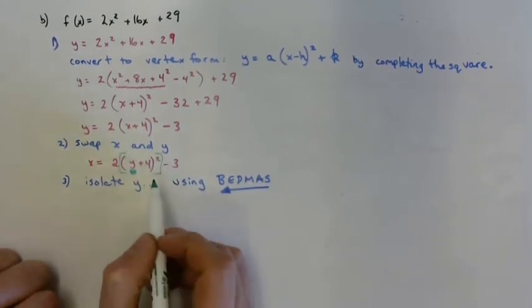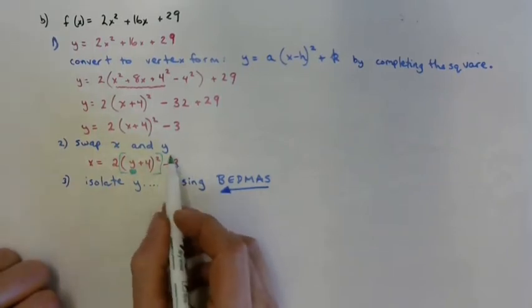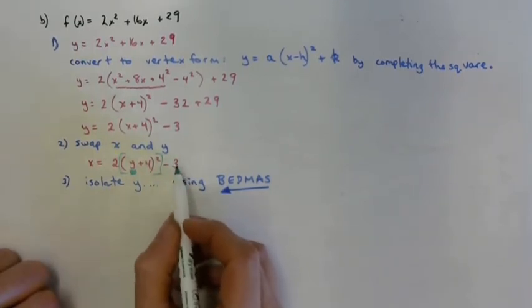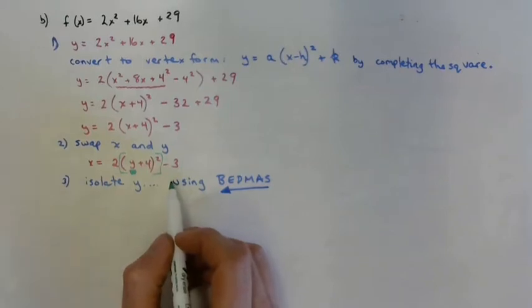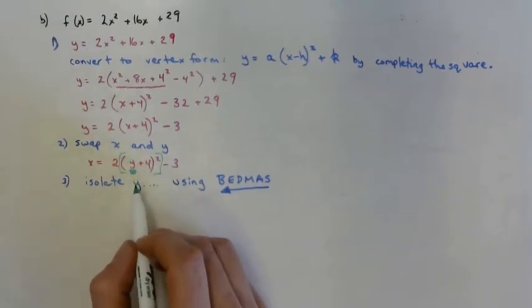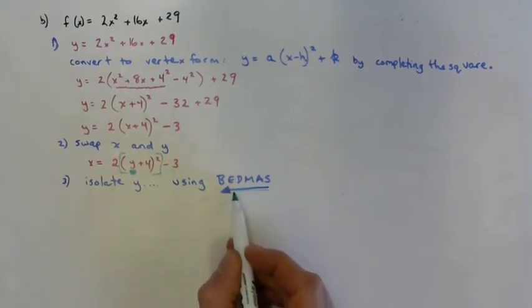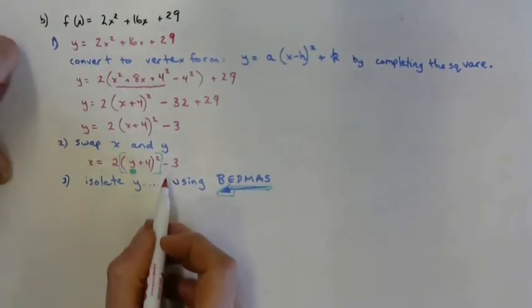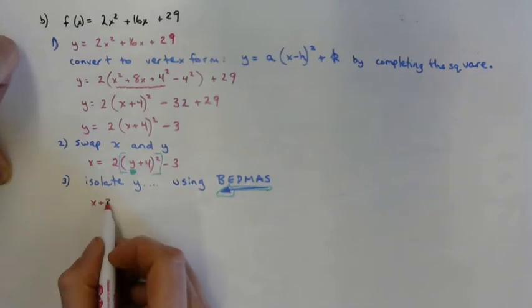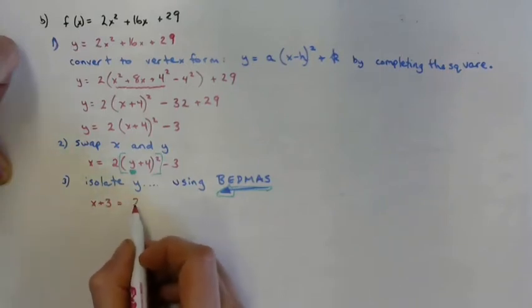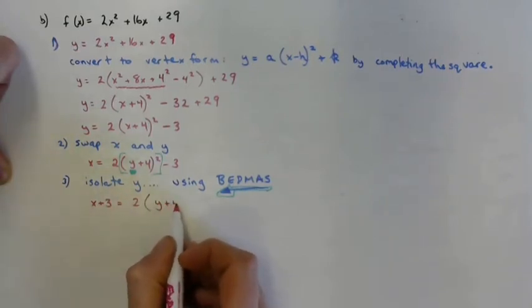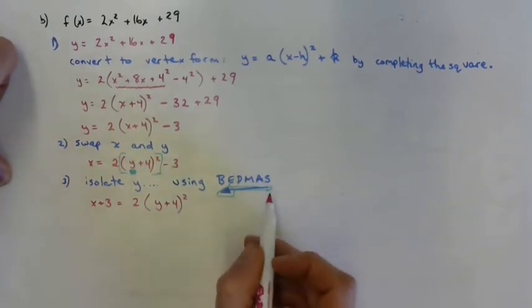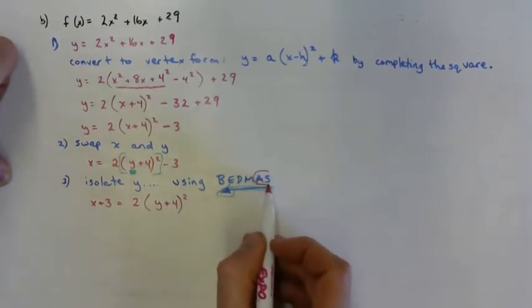But before we do that, we've got this little tail of negative 3 on the outside. So I'm actually going to strip away from the y what's easiest, what it's least attached to. Is that a good way of explaining this? Yes. So starting from the outside, what are we going to do first? We're going to add 3 to both sides. So now I have x plus 3 on the left, and on the right I have 2 times y plus 4 squared. So we did addition and subtraction.